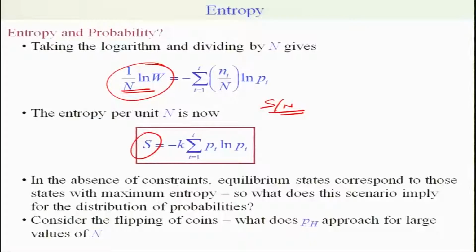Okay. So, in the absence of constraints, equilibrium states correspond to those states with the maximum entropy. So, given this, what does this scenario imply for the distribution of probability? In other words, what would be the Pi in a limiting case? Okay.